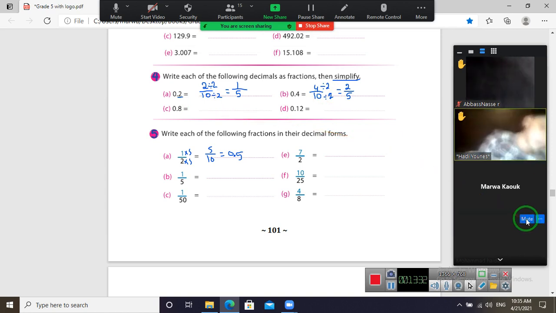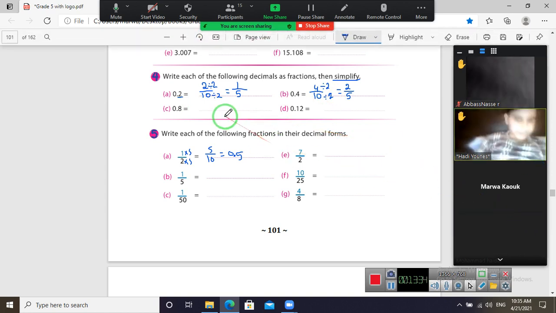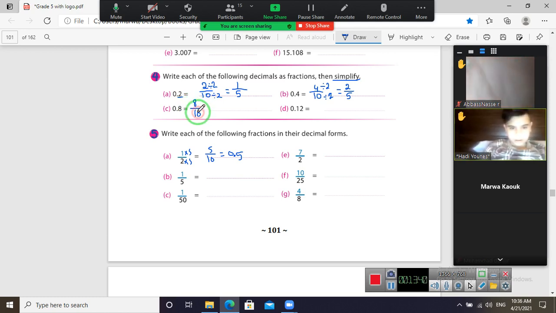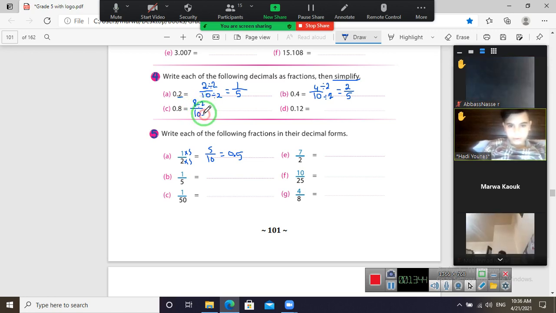Yes. See, 8 over 10. So divided by what? By 2. It will be 4 over 5. Okay. The last one was Lin.